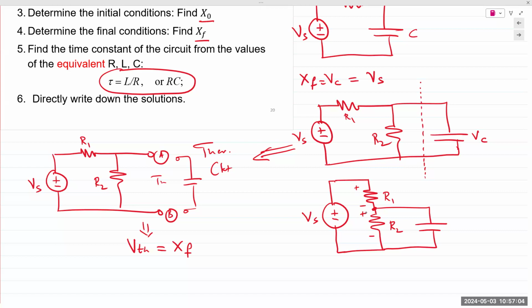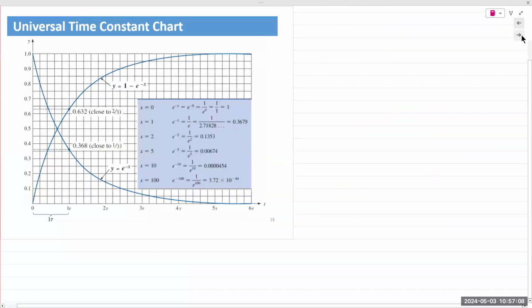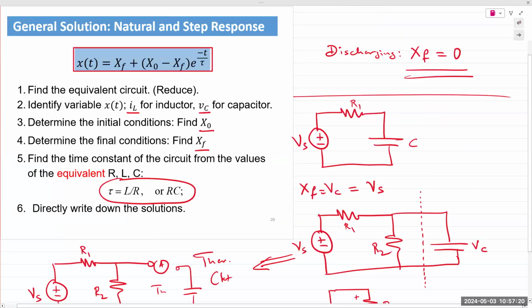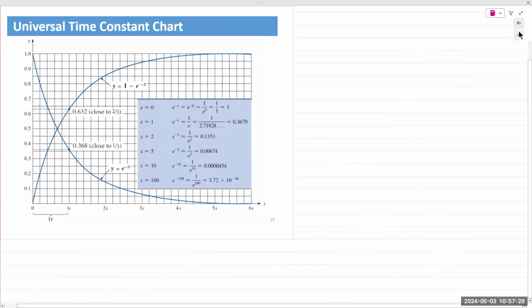Okay, let's look at the next slide, where I show a universal time constant chart. Remember, I stated all the examples are exactly the same. All the equations are exactly the same, right? You have e raised to minus t over tau. Whether it's charging or discharging, this is the only equation you need to understand, because it's e raised to minus t over tau. It's the exponential relationship.